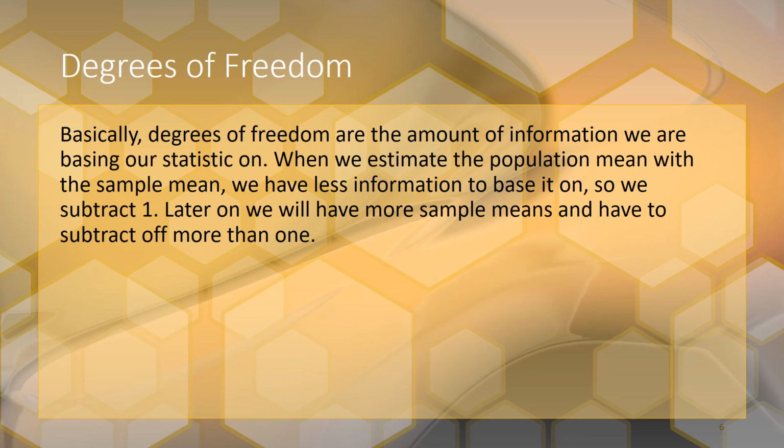And remember that it always underestimates the population variance when you use the sample variance. So because we're less sure, we're going to subtract 1. So every time we estimate a sample mean, we're going to subtract 1 from our n. And later on we'll have more sample means, and so we'll subtract off more than 1. Okay? So the amount that you subtract off is the number of sample means that you have to estimate.